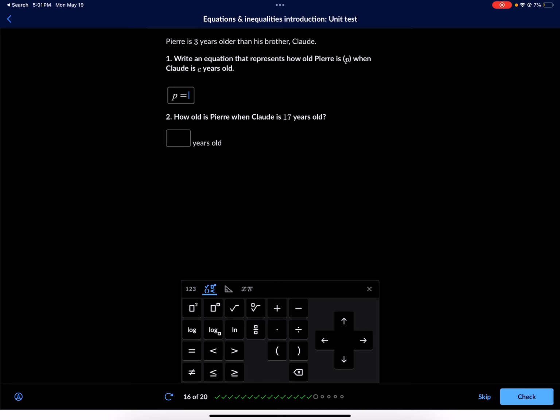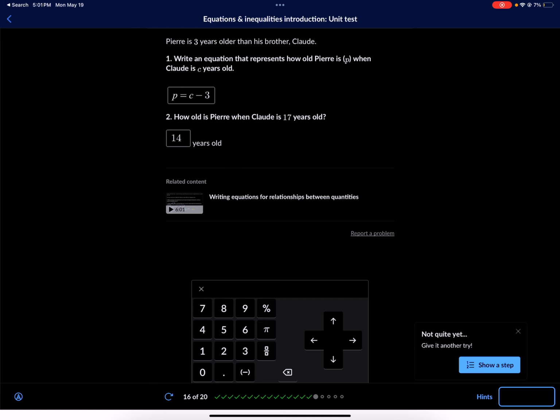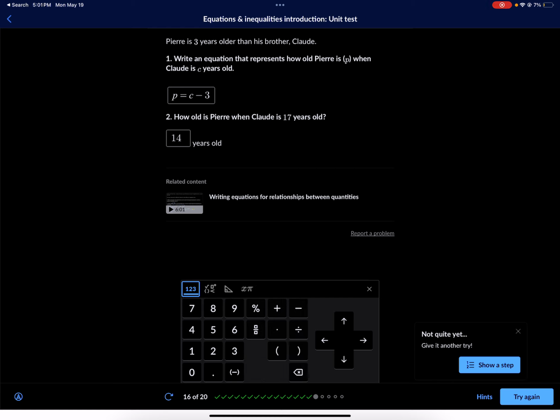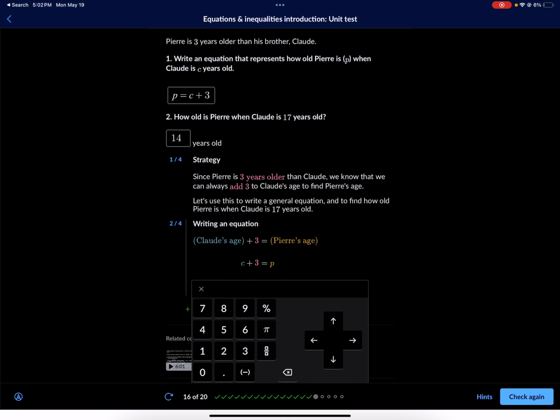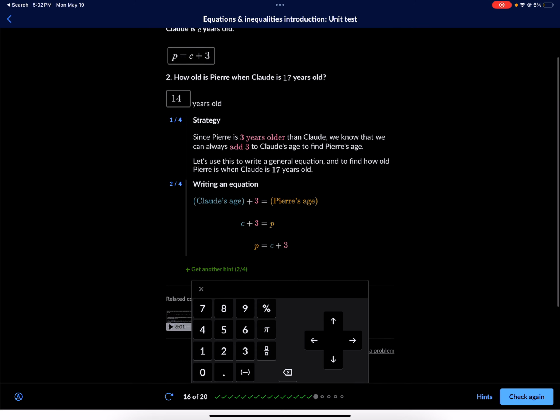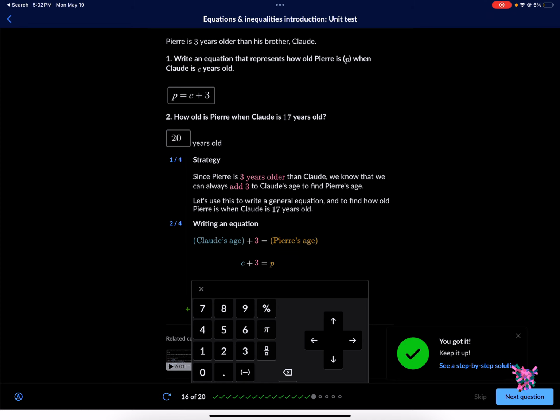Okay, the answer is P equals C minus 3. And it would be 14, if you got that right. Probably the other way around, but this is another way you can put it. So let's put C plus 3. No, actually, P is equal to C plus 3. When Claude is 17, okay, so it's 20. If you got that right, good job.